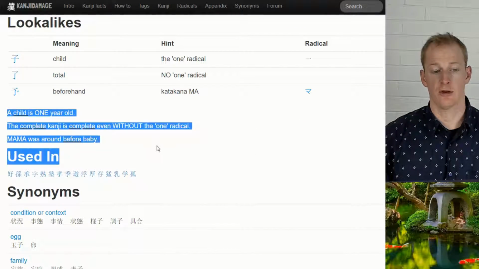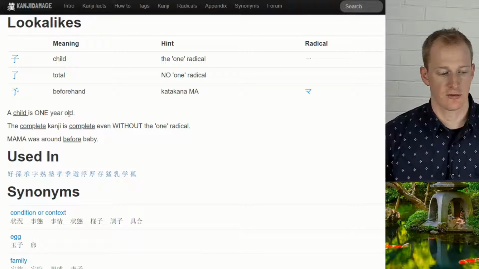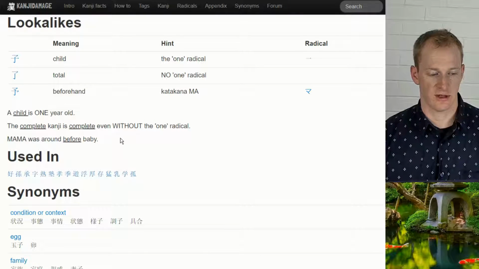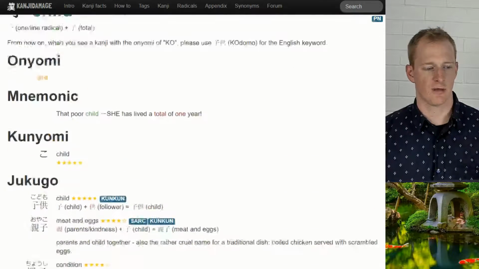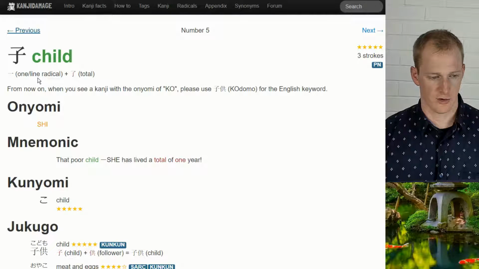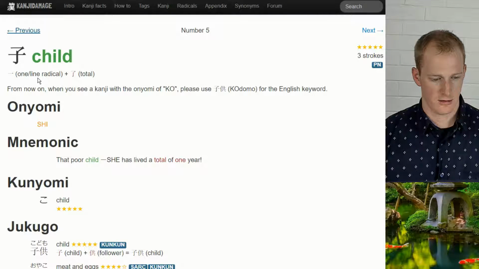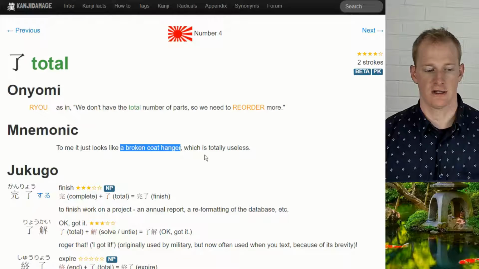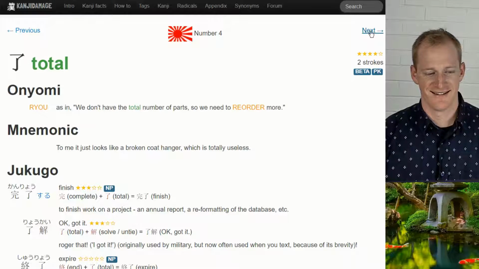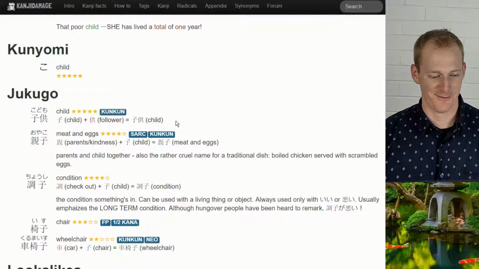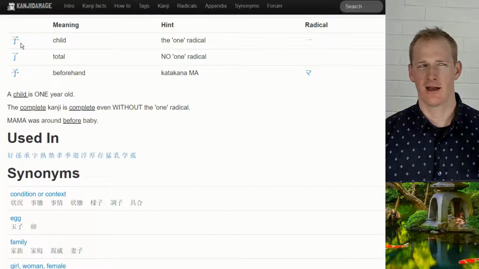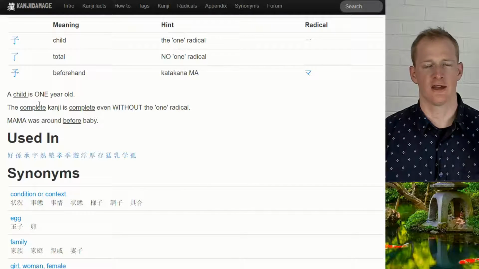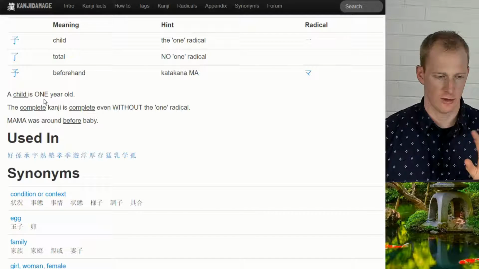Now this is what I was talking about with the lookalike sentences. We have three separate sentences for 3 separate kanji. So, if you want to remember a child, because maybe you just remember, by the way, he calls it the broken coat hanger. Yeah, it's the broken coat hanger, which is totally useless. But you kind of go, okay, I know it's a broken coat hanger, but which one is which? I go, okay, a child is 1 year old. Okay, yeah, child 1. Yep.